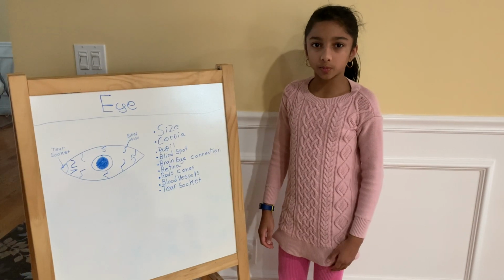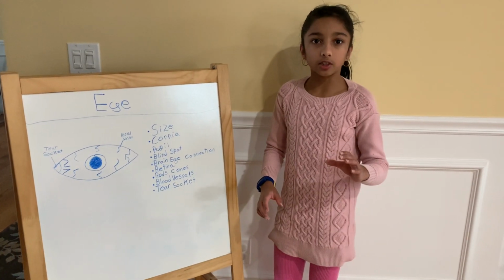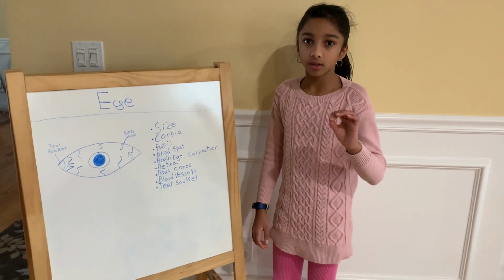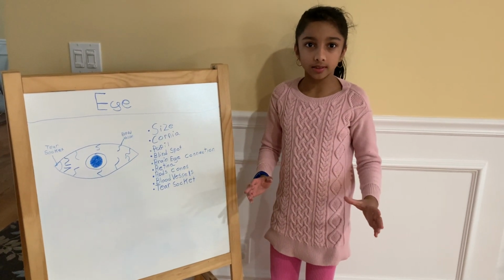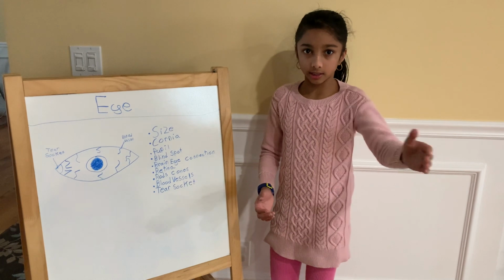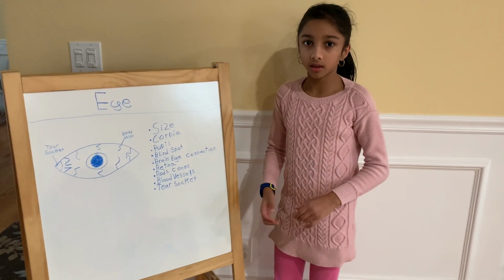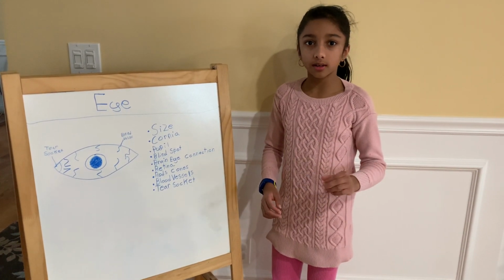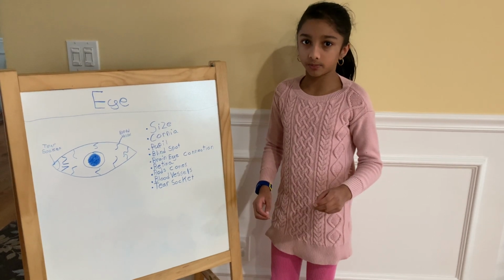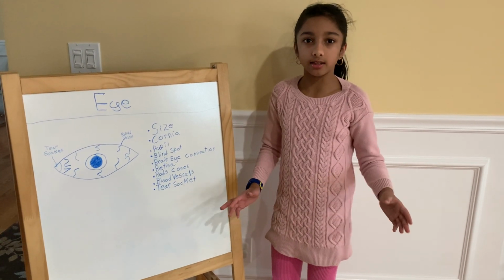Next up is the blind spot. The blind spot is right behind the pupil. And the blind spot means it doesn't get any light. So it's not a light-sensitive structure. It just doesn't get any light at all.